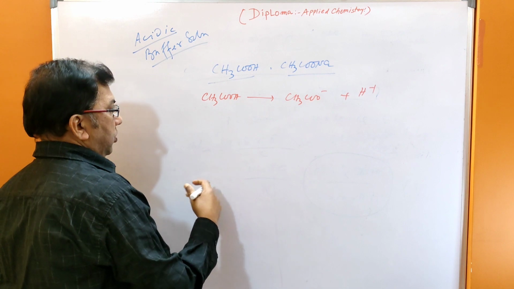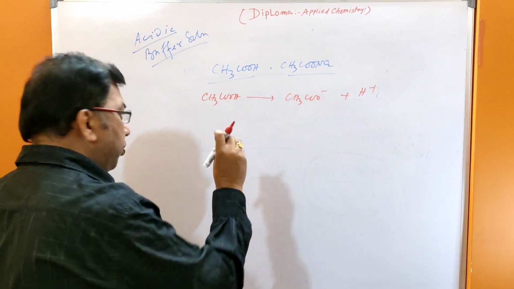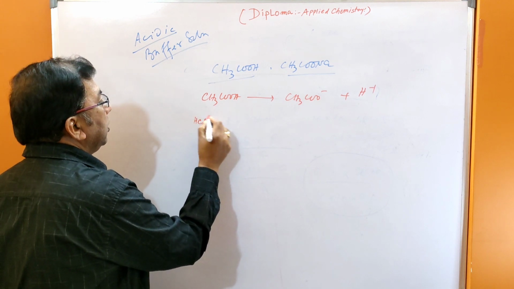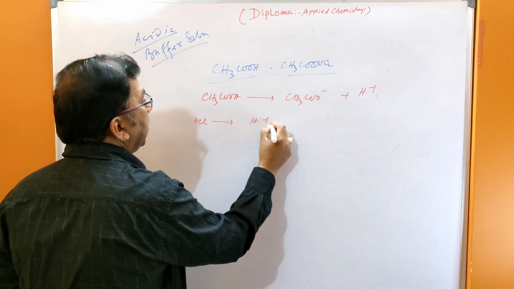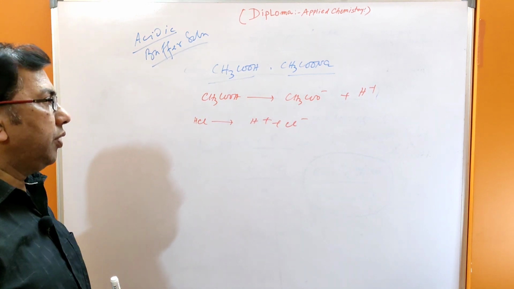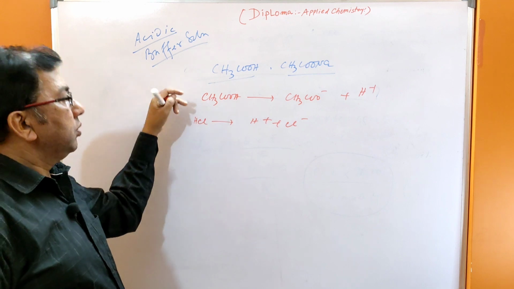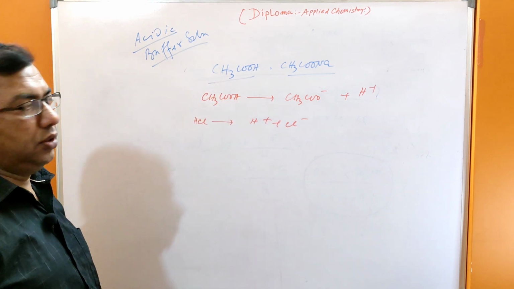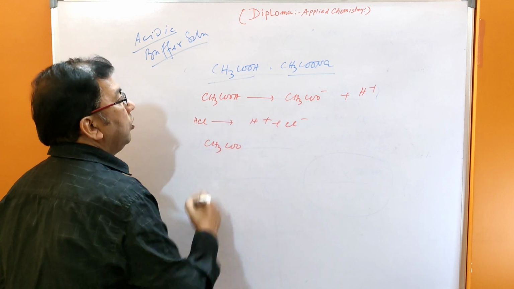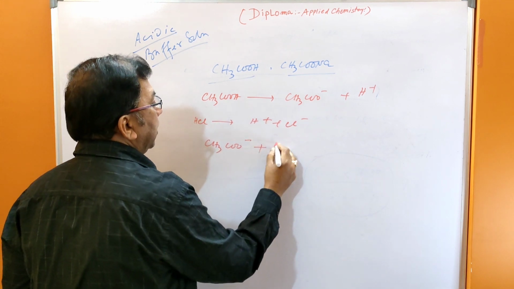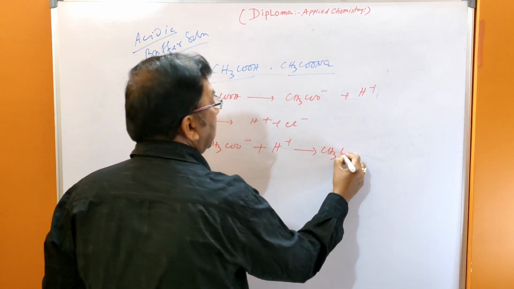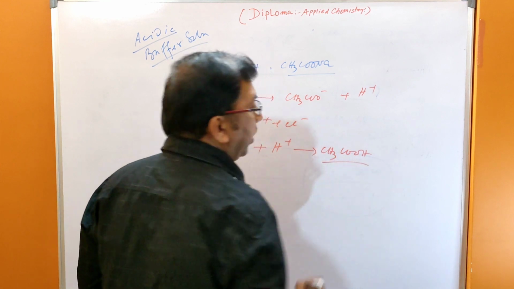If we add, suppose, a few drops of HCl, what will happen? HCl will dissociate into H plus and Cl minus. This acid will be added to the solution. Then CH3COO minus plus H plus will form undissociated CH3COOH. That is a weak acid, it will be undissociated.